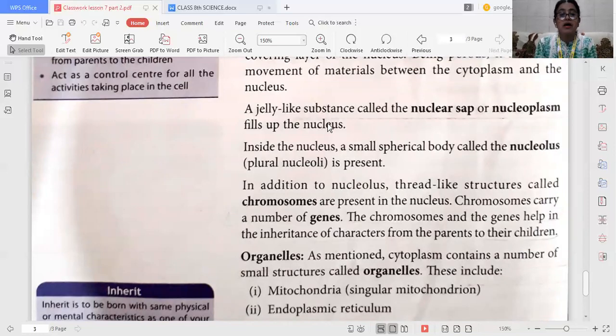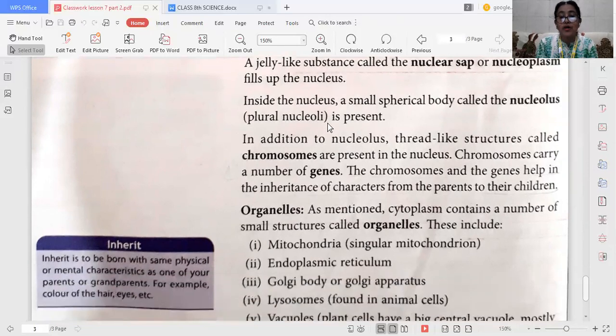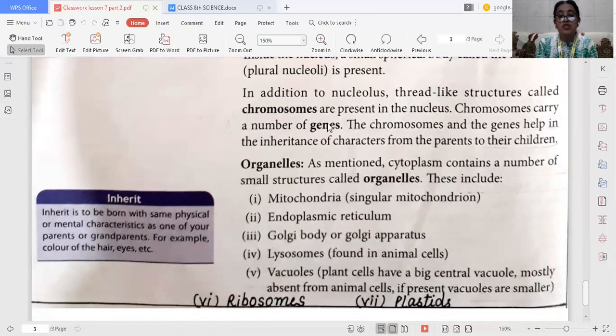Chromosomes carry a number of genes, and these genes help in the inheritance of characters from the parents to their children. So the chromosomes and the genes help in the inheritance of characters from the parents to their children. And the last one is the organelles. What are these organelles? These are the small structures which are present in the cytoplasm.